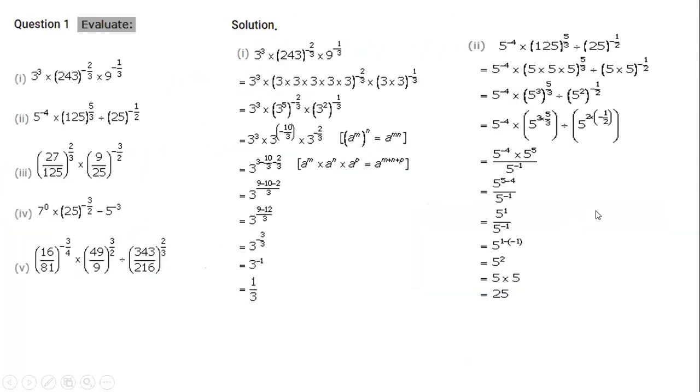So come to our exercise 7e. There are so many questions. Again, these questions you have done in your previous classes. The statements are same, and moreover you are familiar with the laws of exponents, so you are able to solve the questions.